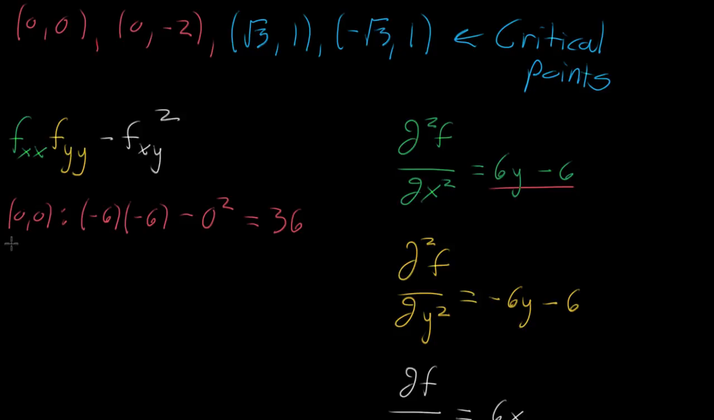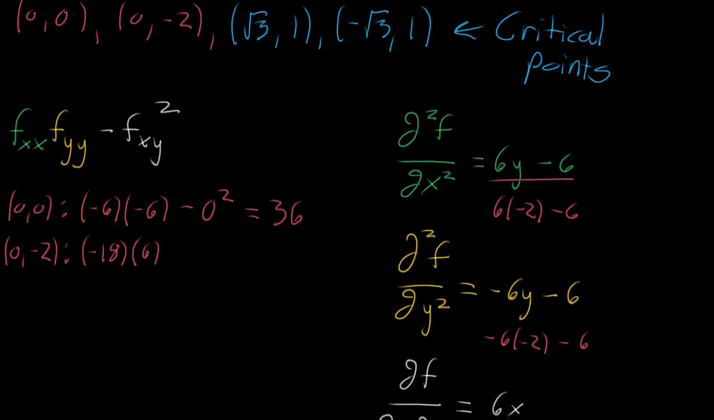If we do this with 0 and negative 2, then once we plug in y equals negative 2 to this expression, this time I'll write it out: 6 times negative 2 minus 6, so that's negative 12 minus 6, and we'll get negative 18. Then when we plug it into the partial derivative of f with respect to y squared, again I'll write it out: we have negative 6 times y, with y equal to negative 2, minus 6. So now we have negative 6 times negative 2, that's positive 12, minus 6. So that will be a positive 6 that we plug in here.